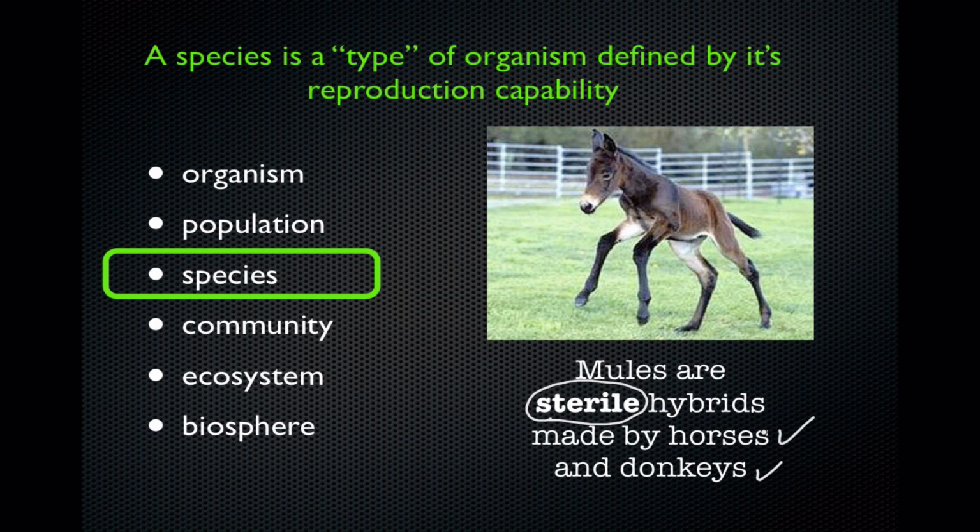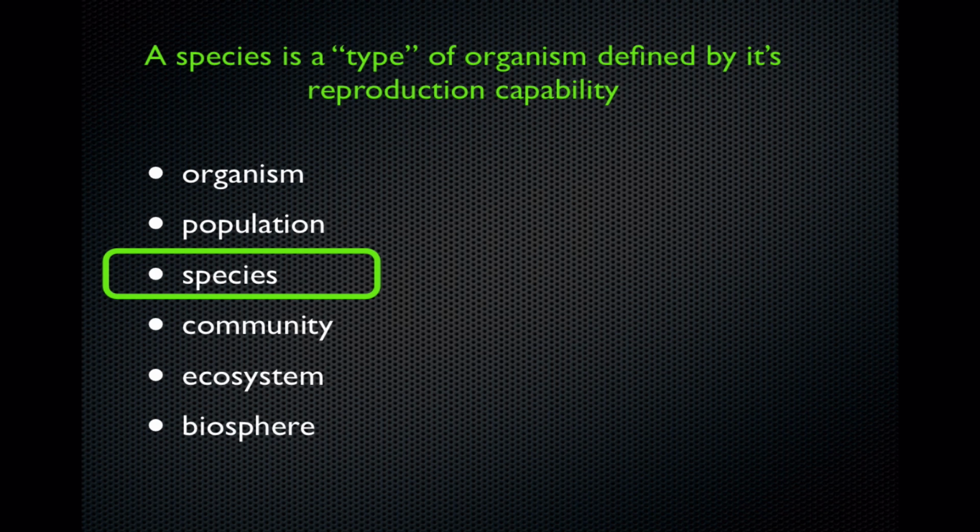So horses are a species, donkeys are a species. They can interbreed, but the product of that interbreeding is something called a mule, and the mule is not a species because it can't reproduce on its own. Mules can't mate with mules, and mules can't mate with horses or donkeys to make more animals. So they're kind of like an imperfect species. Talk more about that later.